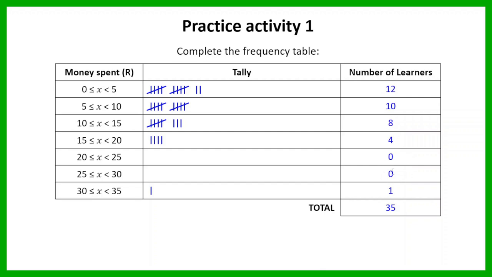There were no learners in the 20 to 25 or the 25 to 30 intervals, and there was one learner in the 30 to 35 interval. Okay, so that is what your frequency table should look like, and you should have found the total was 35 altogether. That's how many learners there are in the class altogether.